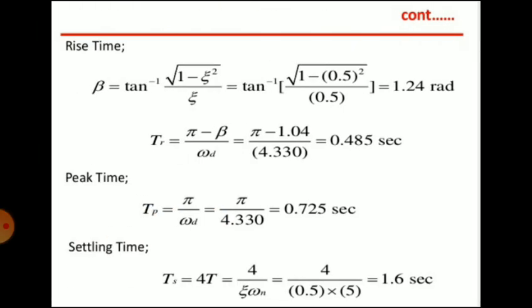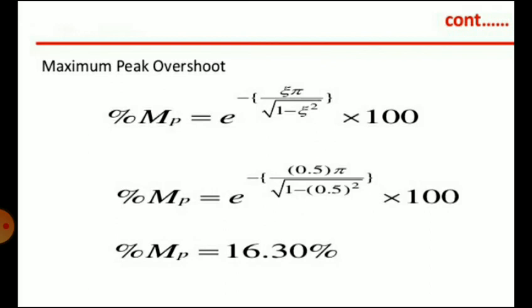Then in the same way, find out the rise time. First calculate beta, you will get beta equal to 1.24 radians, and rise time is equal to 0.485 seconds. Then peak time Tp is equal to pi upon omega d, you will get 0.725 seconds. Settling time, you will get 1.6 seconds after putting all the values. Then maximum peak overshoot, substitute the value of zeta in the given formula, percentage MP equal to 16.30%.